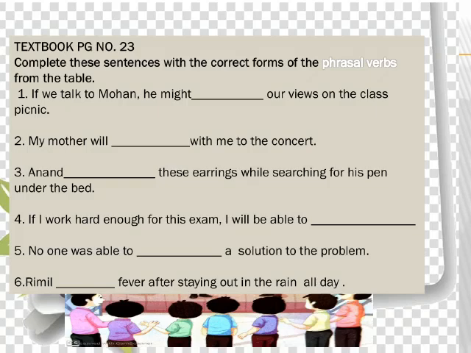Come along means to accompany. Third, Anand dashed these earrings while searching for his pen under the bed. Anand came by these earrings is the correct phrasal verb here. Came by means find accidentally. If I work hard enough for this exam, I will be able to dash. I will be able to come through. Come through means succeed in dealing with a situation. Fifth question, no one was able to dash a solution to the problem. No one was able to come up with. This come up with means to produce.